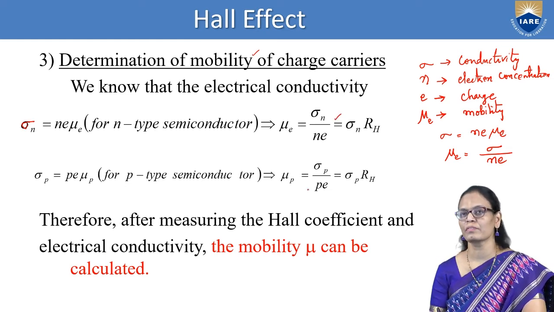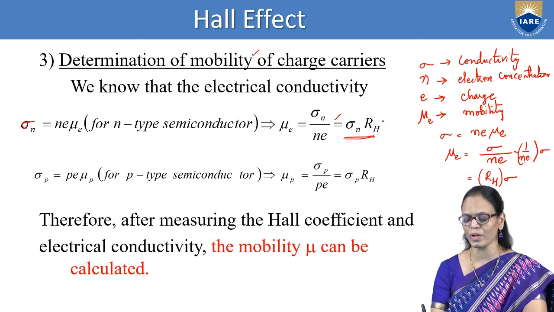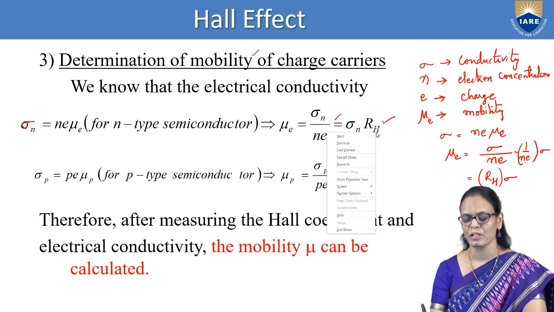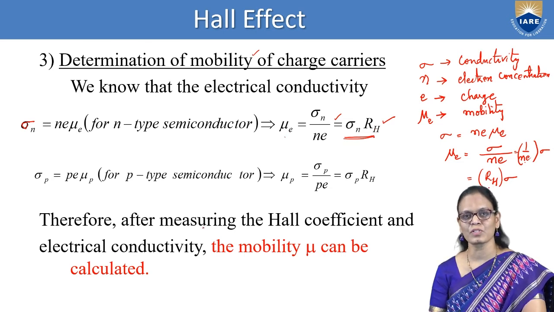So that is what we have. And we know 1 upon ne is equal to RH. So I will write this as 1 upon ne into sigma. 1 upon ne is nothing but RH. So we'll write it as sigma n into RH. So knowing the value of RH, the Hall coefficient, you can calculate the mobility of the charges.